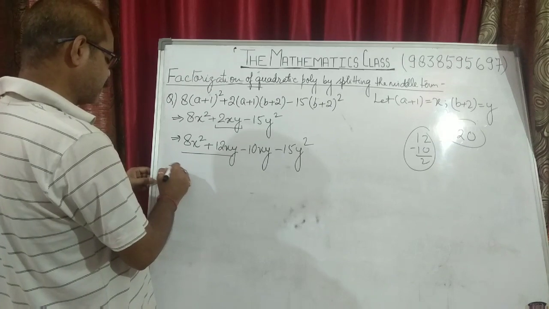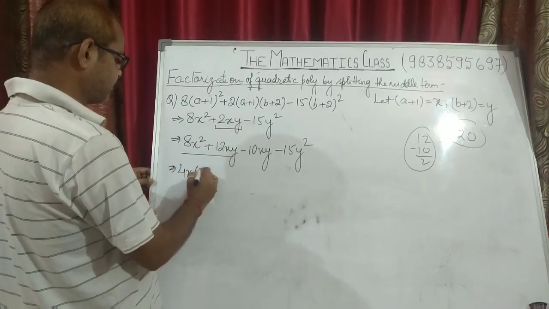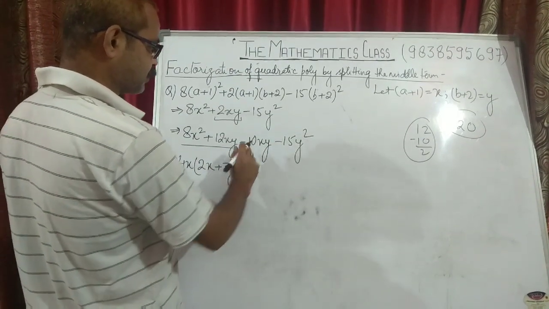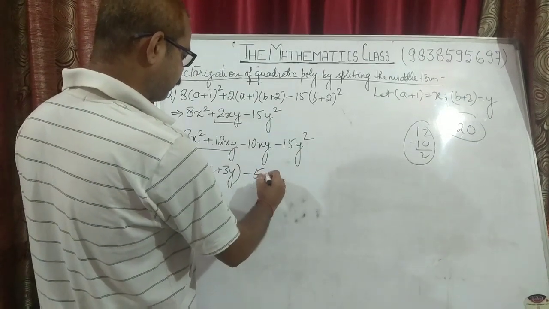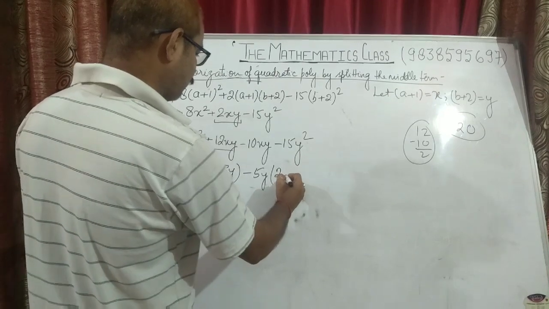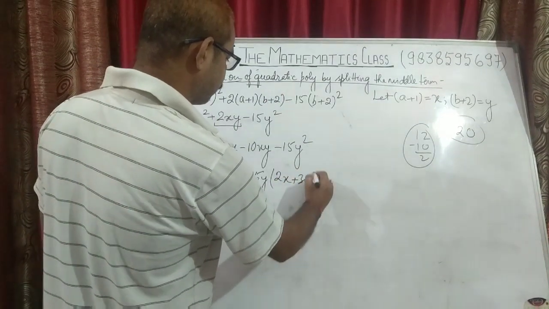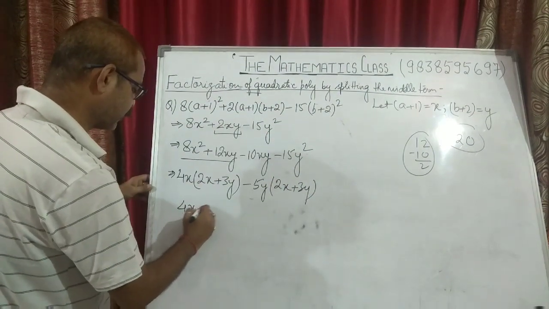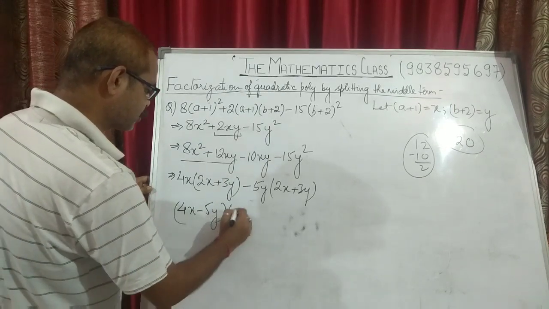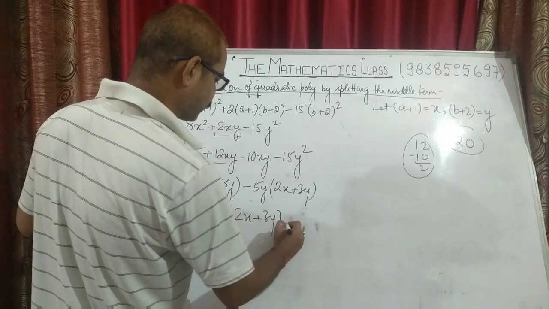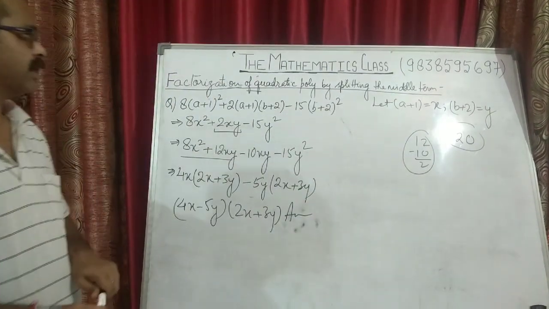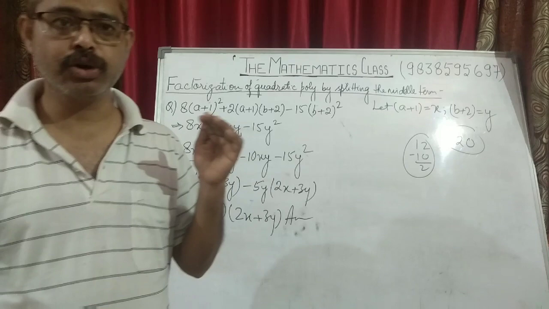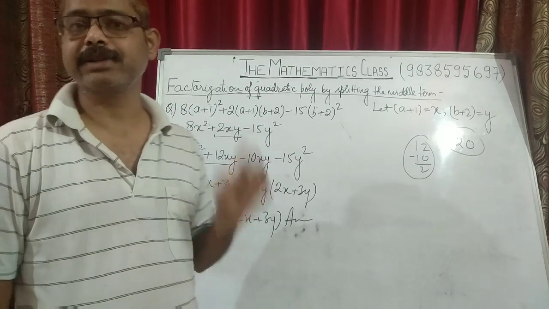Now from these two you can take 4x common. You are left with 2x plus 3y. Minus, from this, minus common and 5y common, you are left with 2x plus 3y. In both the brackets you are getting the same value. It means your working is right. So (4x minus 5y) times (2x plus 3y), and that is the final value. So I have taken all types of questions that are present in your textbook of factorization.